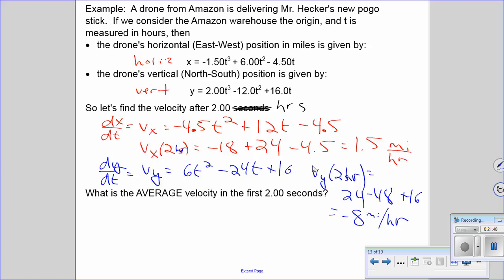Cool. So now I could find the overall velocity by just drawing a little triangle, right? So the velocity, you could either write it in unit vector notation, which would be 1.5i minus 8j miles per hour. Or you could do Pythagorean theorem and find your angle and then write it in magnitude and direction notation. And either one would be fine. They're both accurate. Cool? Yes?